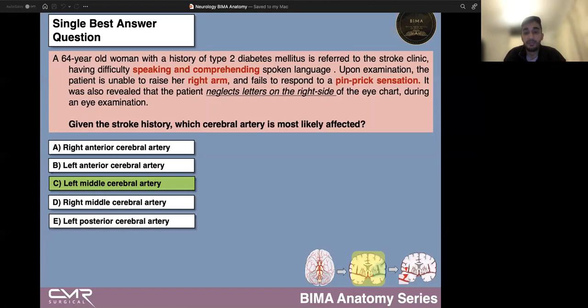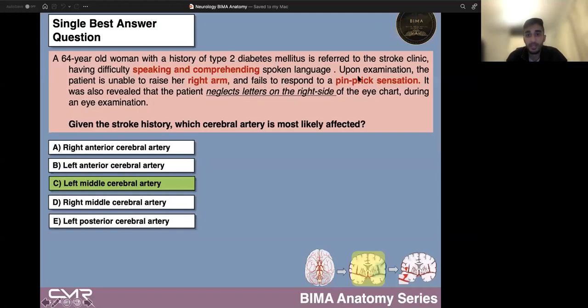The patient is unable to lift their right arm. And as we already know, the middle cerebral artery causes contralateral hemiplegia in the arm, whereas the anterior cerebral artery is responsible for innervating the lower leg. Okay, and then there's a failure to respond to pinprick sensation, which means that the parietal lobes are also affected, predominantly the primary somatosensory cortex, and therefore the spinothalamic tract and also the dorsal columns cannot transmit those sensory modalities.